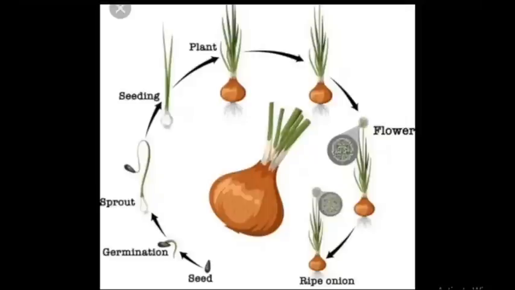We can see the stages of growth in this particular organism. From the seed, when the seed germinates, it sprouts and then becomes a seedling. The seedling develops to become a full plant, and then the season of the ripening continues until we have a ripe onion. So that is basically what this particular specimen looks like.